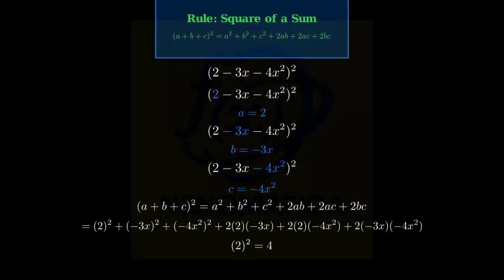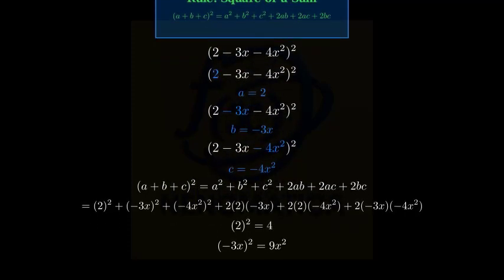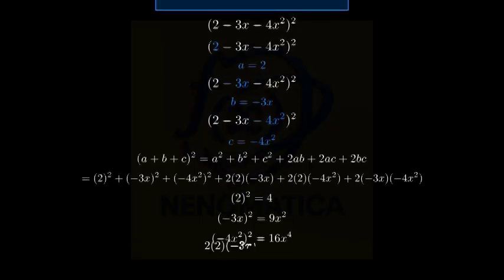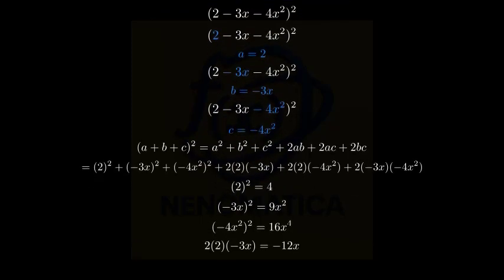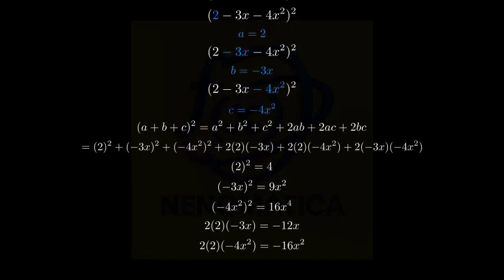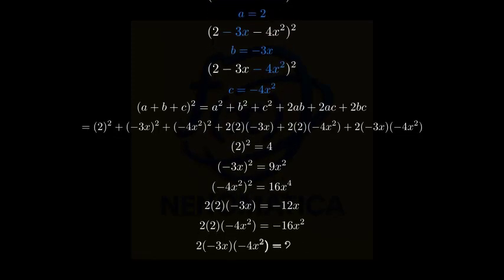First, 2 squared equals 4. Next, negative 3x squared equals 9x squared. Then, negative 4x squared, squared, equals 16x to the 4th power. 2 times 2 times negative 3x equals negative 12x. 2 times 2 times negative 4x squared equals negative 16x squared. Finally, 2 times negative 3x times negative 4x squared equals 24x cubed. Now, let's combine all the terms to get our final expansion.